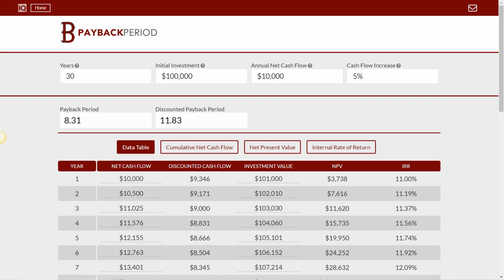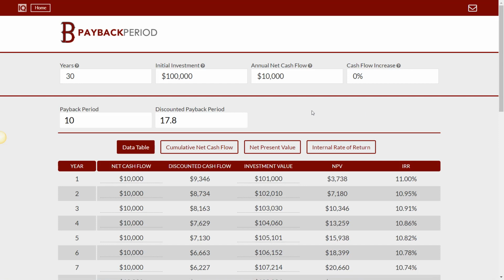The payback period method works like this. It calculates the amount of time, typically in years, that it takes for an investor to recoup their initial financial investment. For example, let's say that someone invests $100,000 and expects to receive $10,000 back each year from their investment. Very easily, one could calculate that their payback period is 10 years.